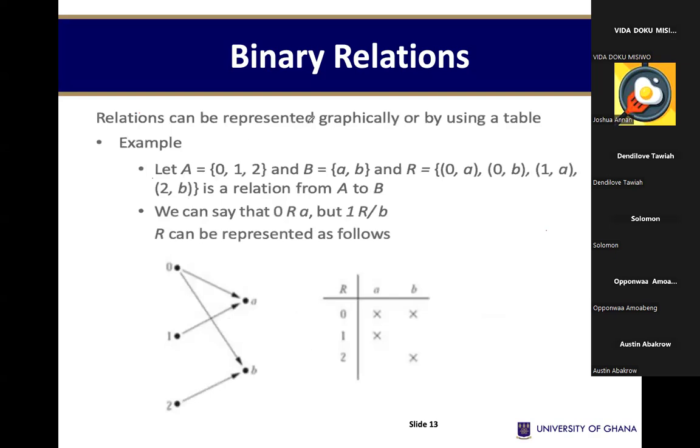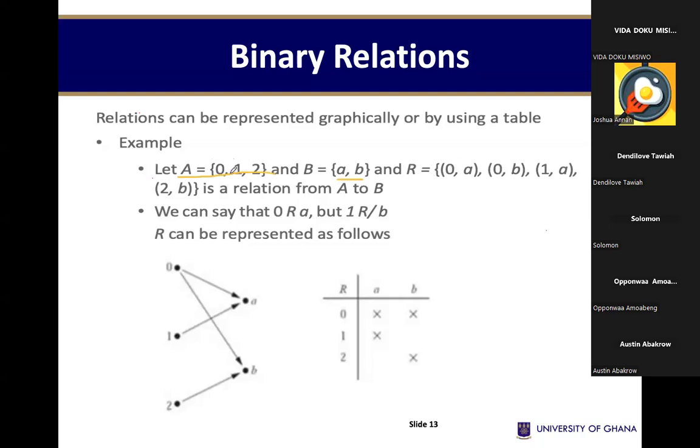Another thing is that we can also represent relations graphically, or in a tabular form. So let's assume that we have two sets. The first set has 0, 1, 2, denoted with a set A. The second set has A, B, denoted with a set B. So we can define this random relation, right?